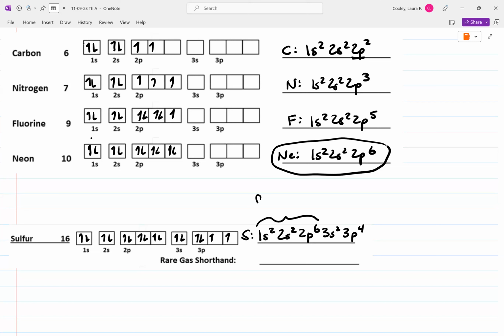And you notice here that you have a filled n equals 1 and n equals 2 shell. This is a configuration for a filled n equals 1 and n equals 2 shell. So we use the rare gas shorthand. We write that sulfur is, in brackets, neon 3s2, 3p4. In other words, you just look for the previous rare gas and start your configuration off with the previous rare gas, and then you just go from there. All right.